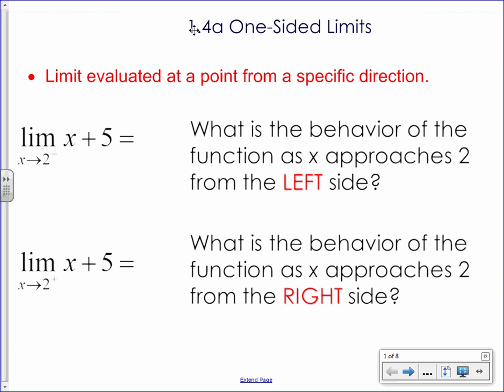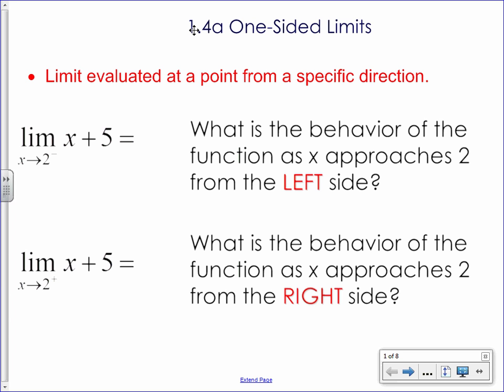Okay, so the first topic we're going to discuss is one-sided limits, which I guess is probably technically the only thing we're going to discuss today. So, we've been talking about evaluating a limit as x approaches 2, and what it is approaching from both sides. Now we have a way to describe both sides.